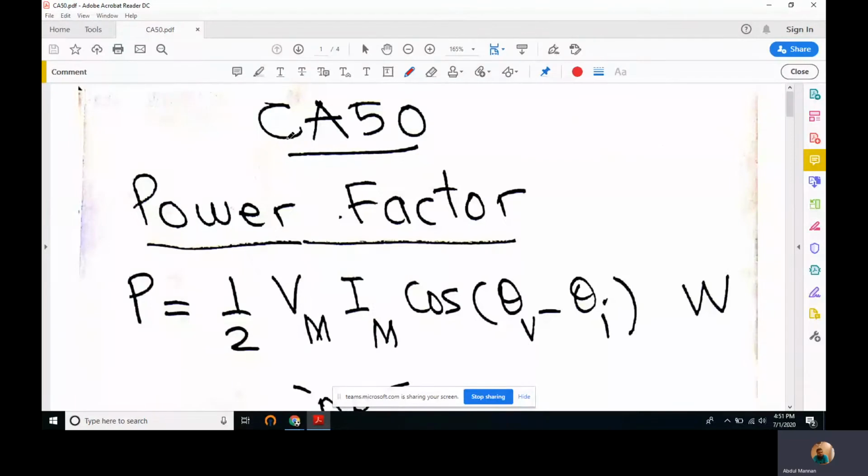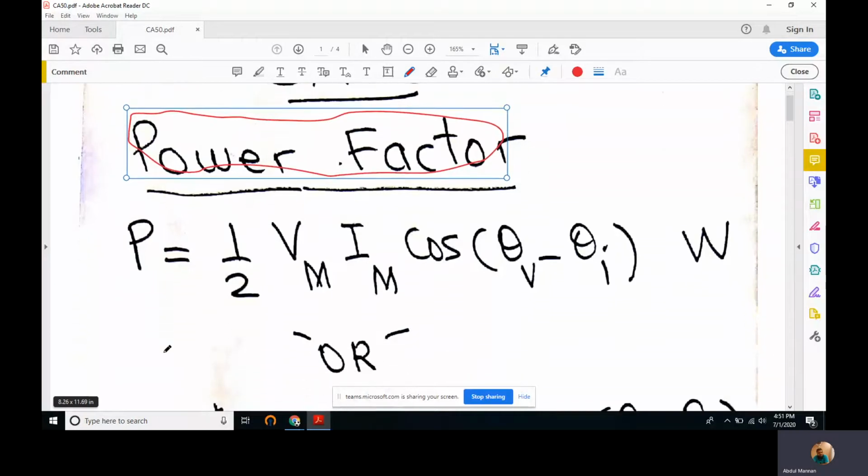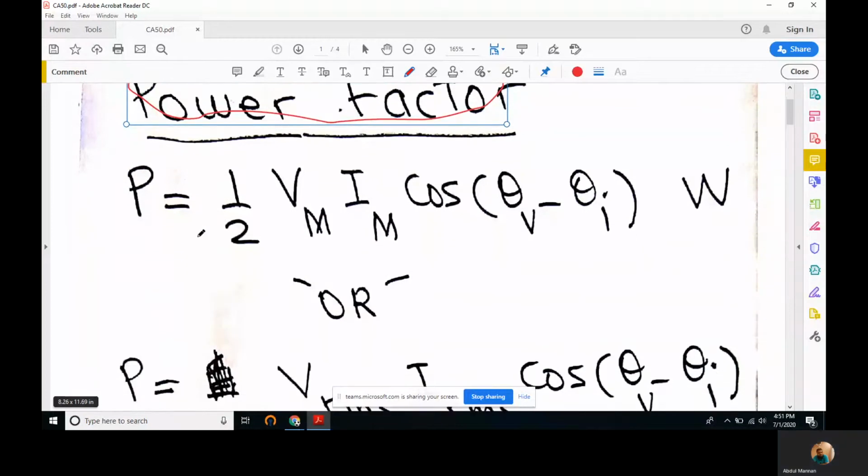Welcome to the 50th lecture. We are going to start power factor. In this class, power factor is not a new term, rather, it comes from the formula of average power that we have been studying for the last few lectures.